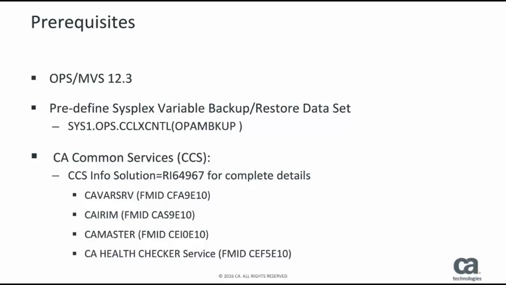Ensure all CCS FMIDs are installed. Refer to CA CCS solution document for RI 64967 for complete details on installation and startup instructions. The CA CCS 14.1 Common Variable Service component must be installed on each system on which CA OPS/MVS Automation will be creating and manipulating Sysplex variables. Refer to CCS Common Variable Service, CA VarServe documentation for complete details on installing and utilizing this CCS component. CA Common Variable Service is distributed as a standalone PAX file on the CCS media.